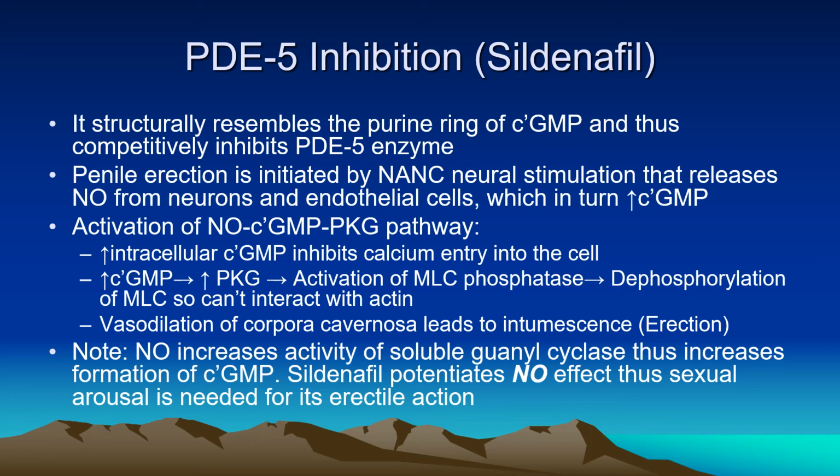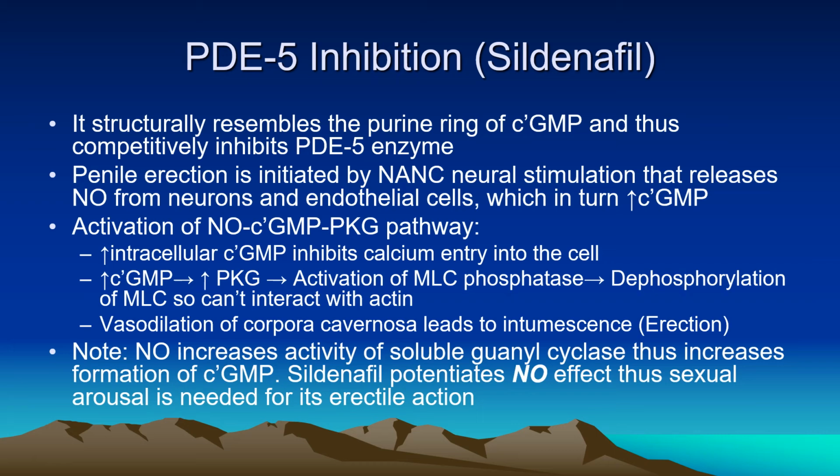Sildenafil structurally resembles the purine ring of cyclic GMP and therefore it competitively inhibits phosphodiesterase 5. Now, penile erection is initiated by non-adrenergic, non-cholinergic neural stimulation, which is voluntary and controlled by higher centers. Once there is a thought or arousal, it releases nitric oxide from neurons and endothelial cells in the penile tissue, which in turn increases cyclic GMP.